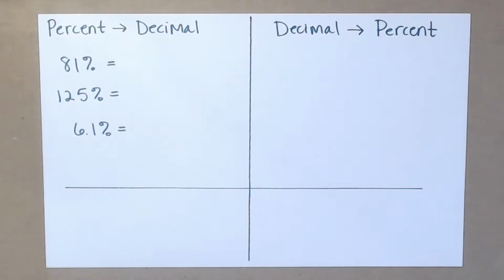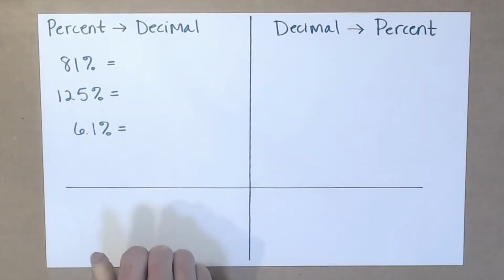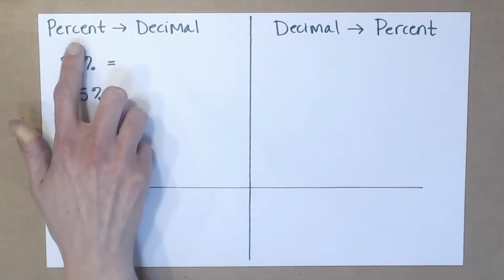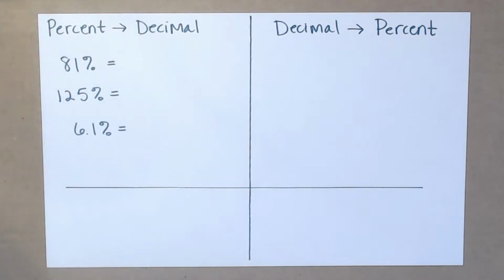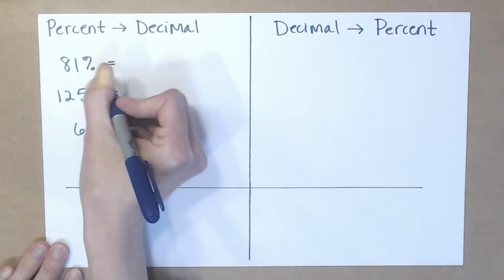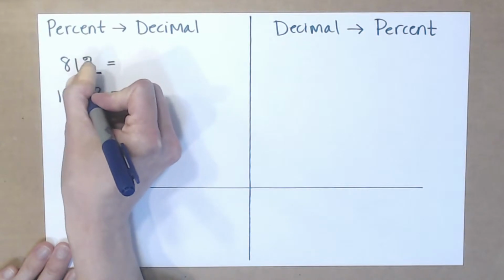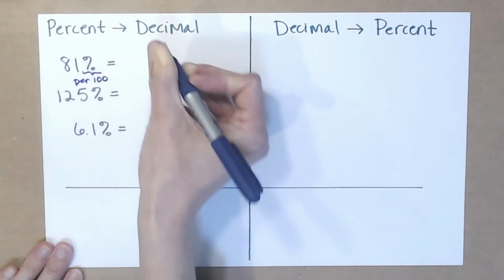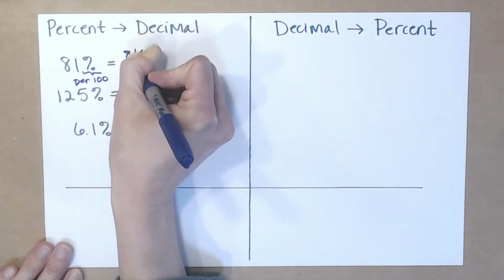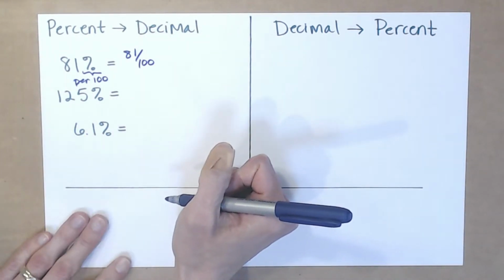In this video, we will be looking at how to convert a decimal to a percent. Before we do that, I want to review how to convert a percent to a decimal. 81%. To do this, we want to think about, what does percent mean? Percent means per 100. So 81% is 81 out of 100, or 81 hundredths.